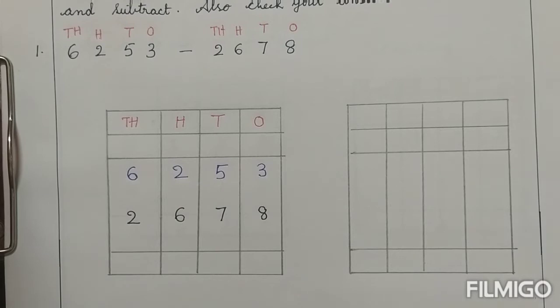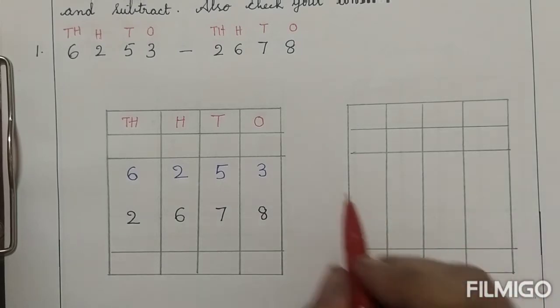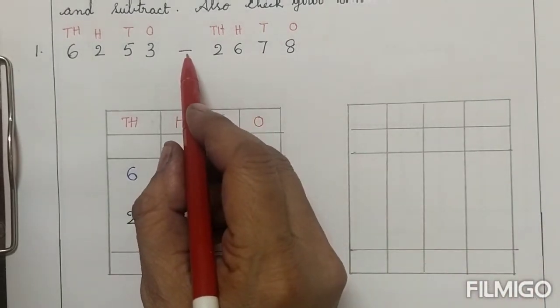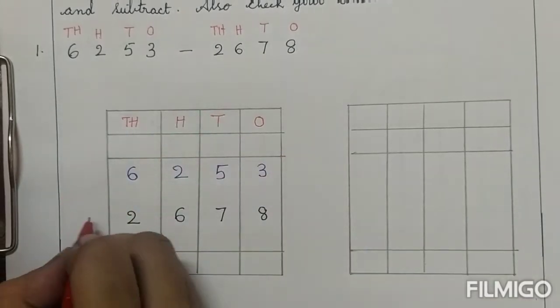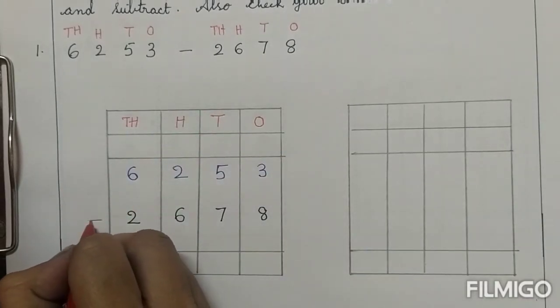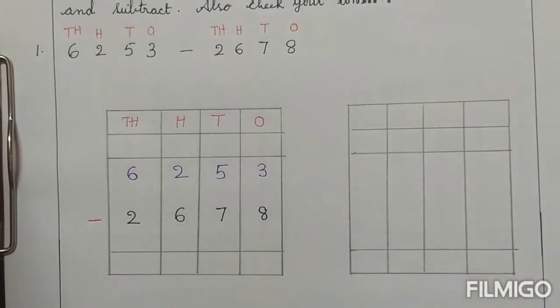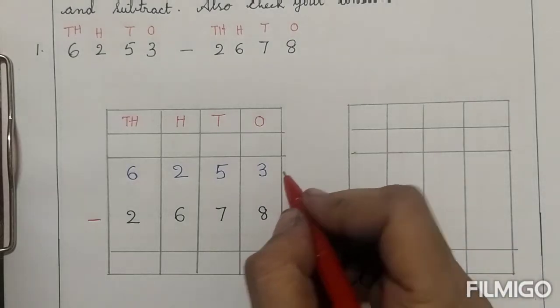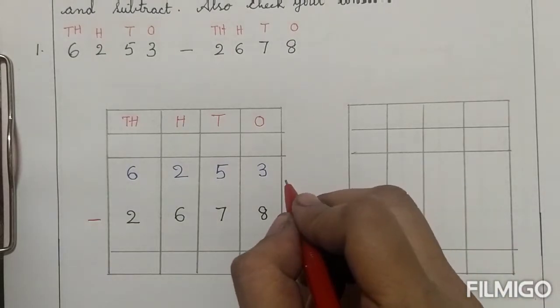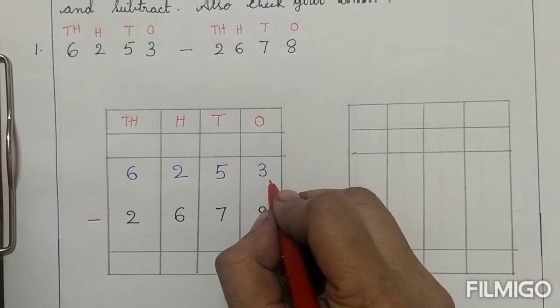Now we'll start our subtraction because here we have a minus sign, and that minus sign we have to place here next to the table. According to the minus sign we should do our subtraction now. Let's start from the ones column. And always for subtraction the greater number should be at the top.